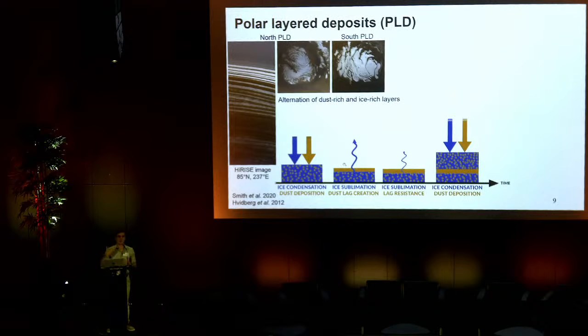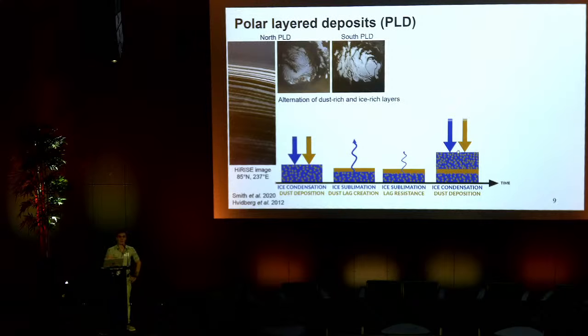When the obliquity is rising, then you make climate conditions where the ice is subliming, and when it sublimes, it leaves a dust-like layer behind. And when this dust-like layer is growing, it creates a resistance for the sublimation flux, and this will be described by Eran Vos just after me in the presentation. And when this dust-like layer is thick enough, it prevents further sublimation and protects the ice underneath.